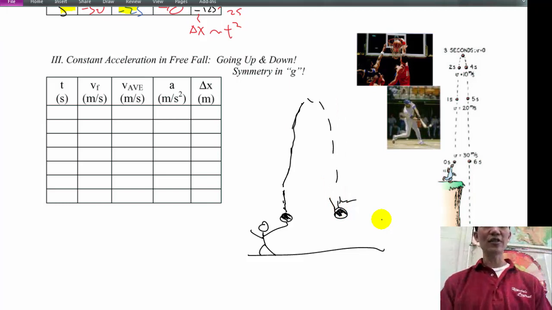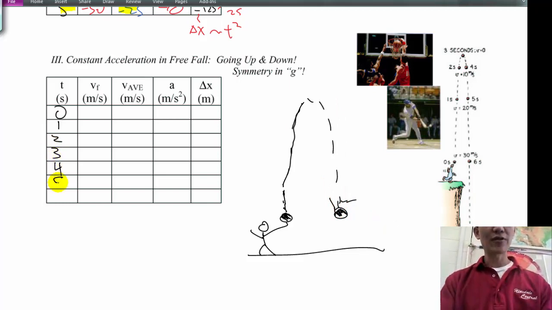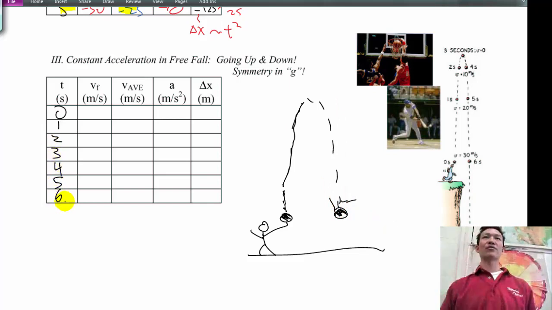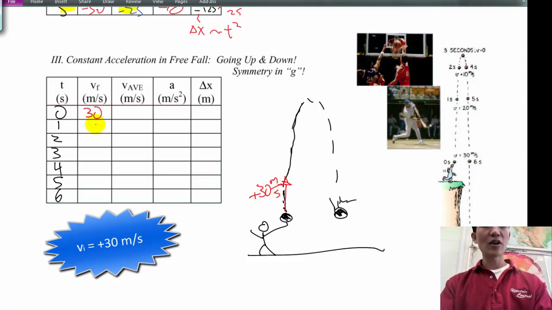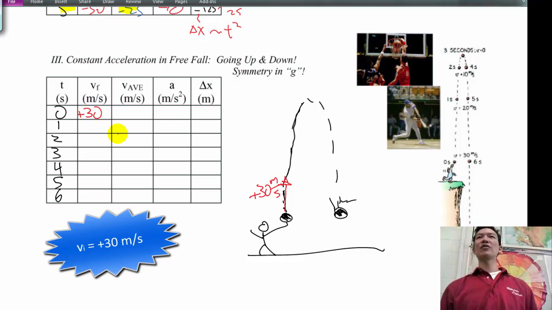To make your life easier, we're going to pick a nice, easy number for the first quote-unquote 6 seconds of free fall. I'm just going to pick the number to be 30, just because it's a nice, even number, 30 meters per second. So the question is, what would happen if you throw a ball upwards at 30 meters per second for the first 6 seconds?